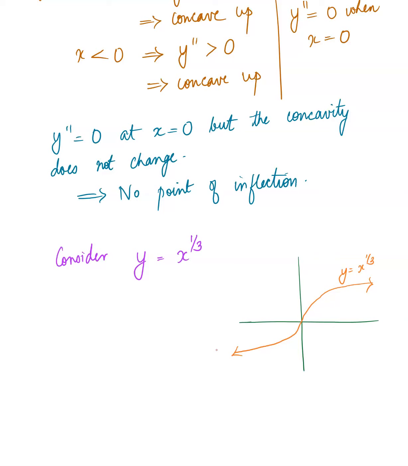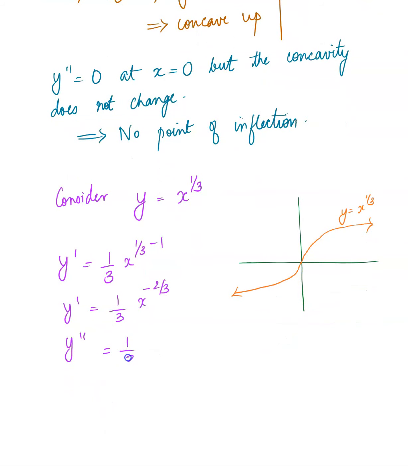What is the concavity to the left of 0 and to the right of 0? So y prime will be 1 over 3 x power 1 over 3 minus 1, which is 1 over 3 x power negative 2 over 3. You know what? I'll just keep it as it is because it's going to be helpful for y double prime.